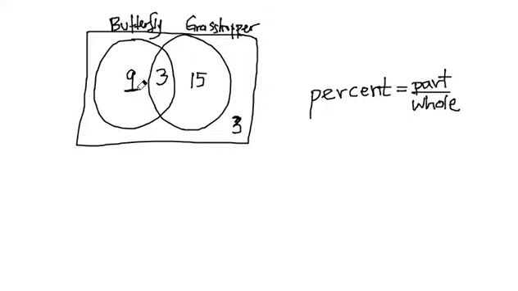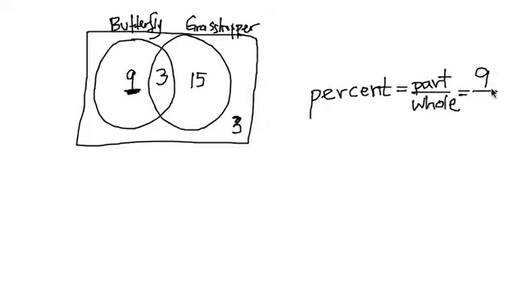It's the 9 because the 9 represents the only value that is not associated with any other group. The 3 here would represent both butterflies and grasshoppers. The 15, grasshoppers only. And the 3 would represent students that studied neither of these combinations or individual groups at all. So the part we have found is 9.